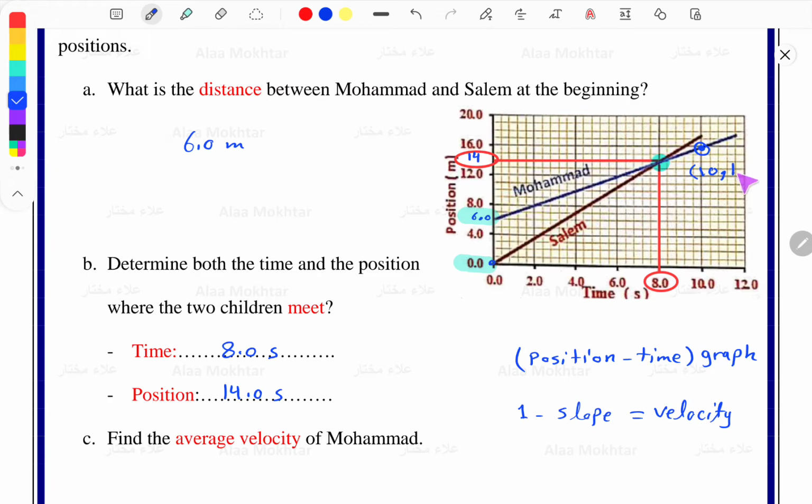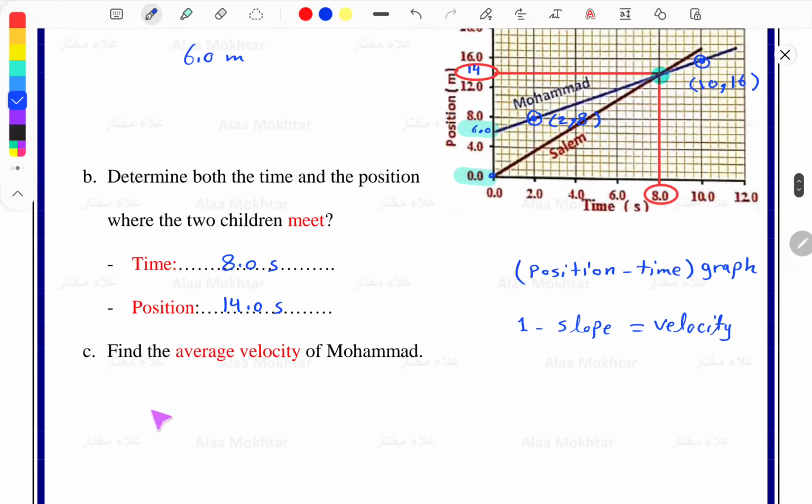and 16, and I take another point in Muhammad's graph. I can take this. This is 2 and 8. Now we can write V, average velocity, equal y2 minus y1 divided by x2 minus x1. This is the slope for this graph, for Muhammad's graph. y2 is 16 minus 8 divided by 10 minus 2.